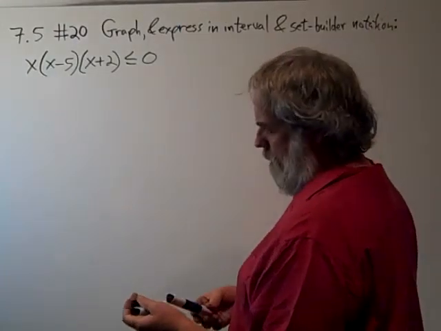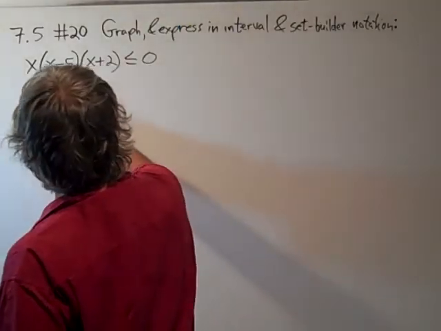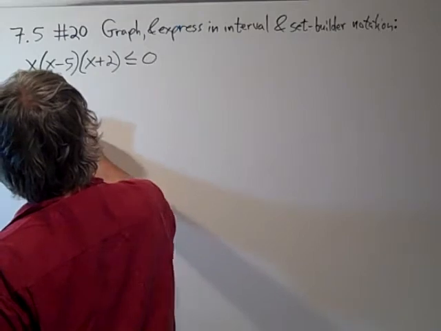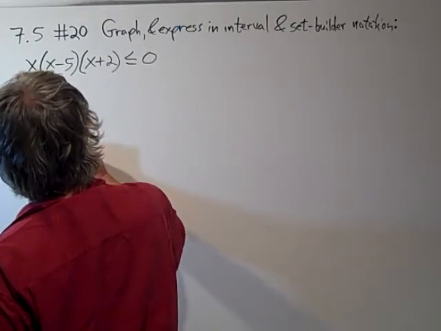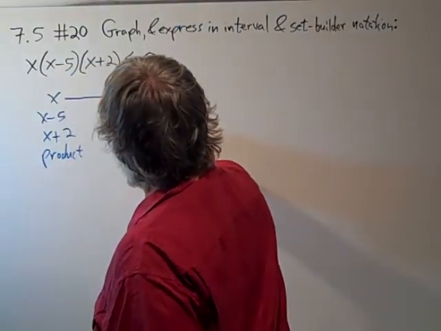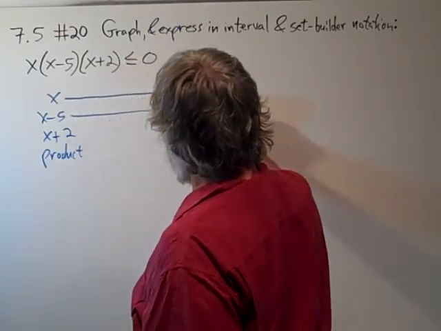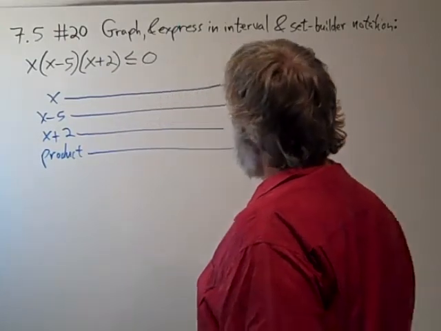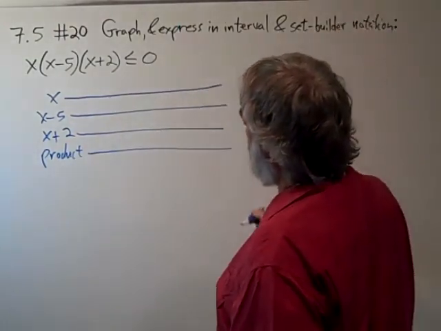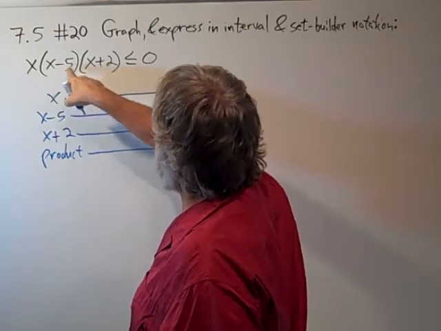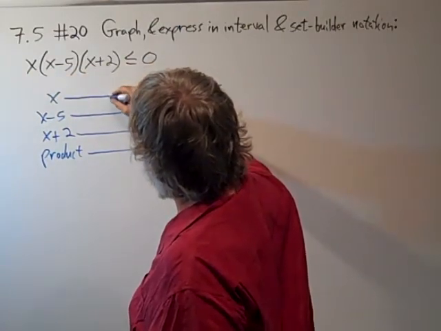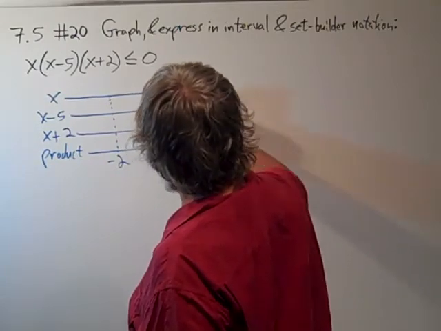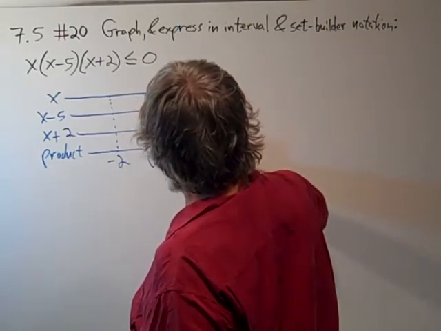Okay, for this one it's already factored, so we simply need a line for x, for x minus 5, for x plus 2, and for the product of all of those. So here's a line for each of these. And the critical points occur here when x equals 0, when x equals 5, and when x equals negative 2. So we'll start with the negative 2, then 0, then 5.